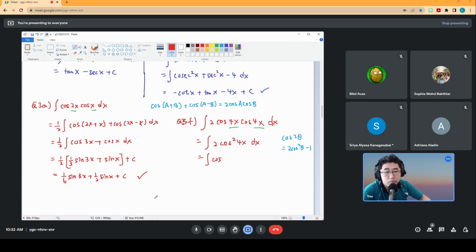Okay, so from the 2 cos square 4x, we have this form. We can actually rewrite it as cos 8x plus 1. You can see the relationship is double and half. So over here, we can actually apply the formula. It will become 1 over 8 of sine 8x plus x plus c. That's your answer. Of course, if you don't want to apply this formula, we can still use the 2 cos A cos B form. It will actually give you the same result.